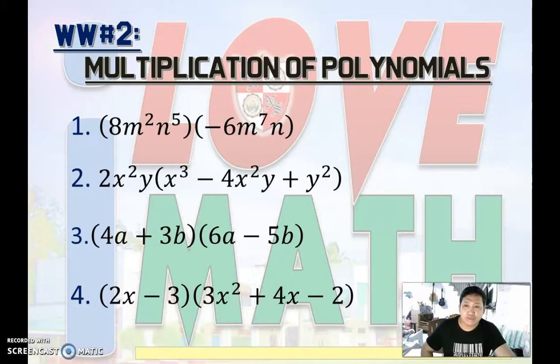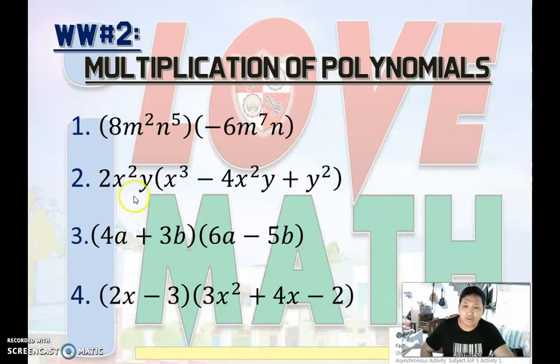This is our written work number 2, multiplication of polynomials. You may screenshot this so that it will be easier for you to write down in your notebook. Number 1, we have the quantity of 8m squared times n to the 5th power times the quantity of negative 6m to the 7th n.